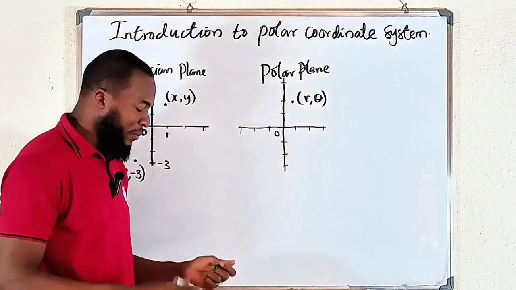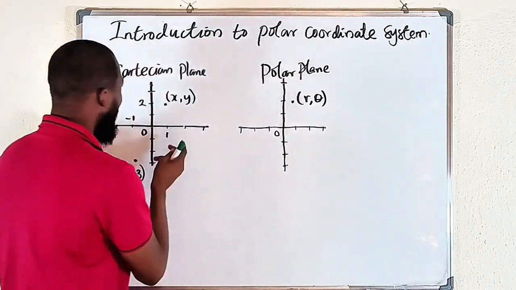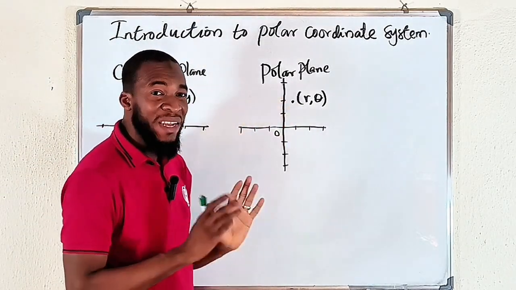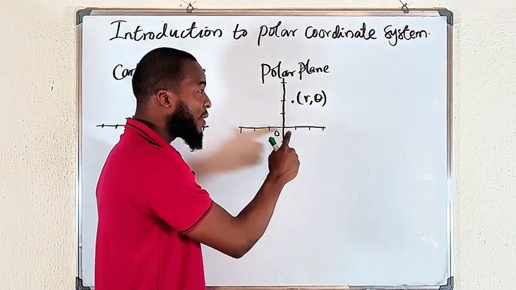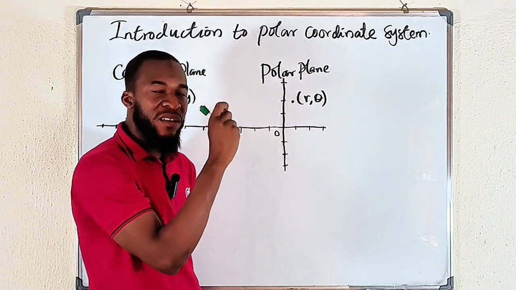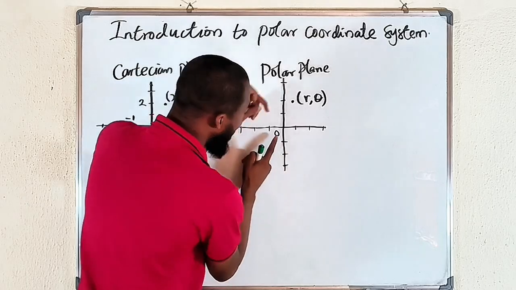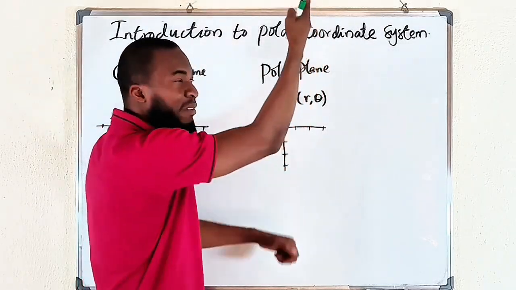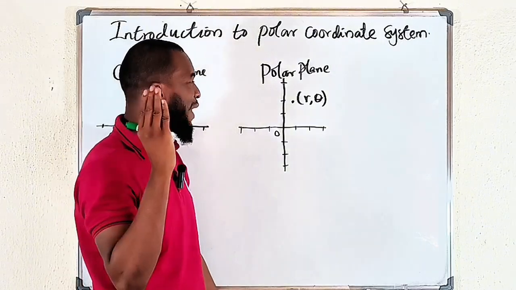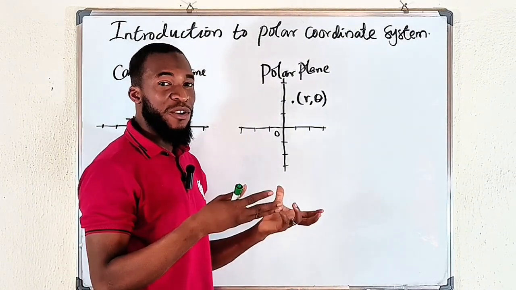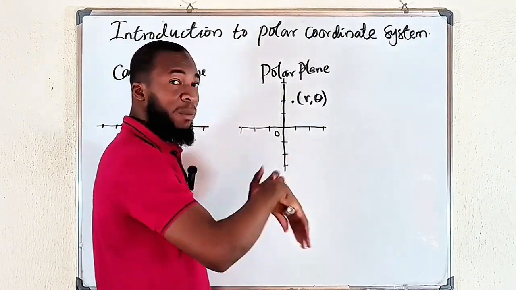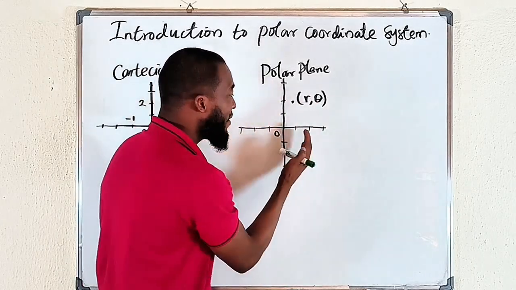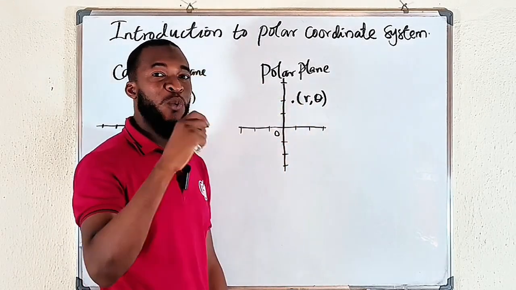But what about this one? Unlike in the Cartesian plane, every single point here is defined by a radial distance from the origin. R here is the radial distance. It is the measure of the length from the origin to this point, straight. And sometimes we call it the radius, right? We're talking about a circle.